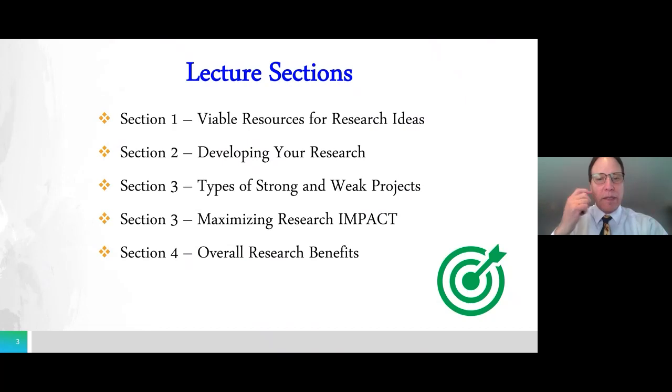So what are we going to talk about today? Quite a few things. We got five. I got a typo there. We have 5 sections we're going to do. We're going to do viable resources for research ideas, like we said in step 1. Step 2, developing your research. 3, types of strong and weak projects. We want to let you know what's a good project and what maybe is not so good project, so that you have an understanding of that. We want to maximize the research impact.